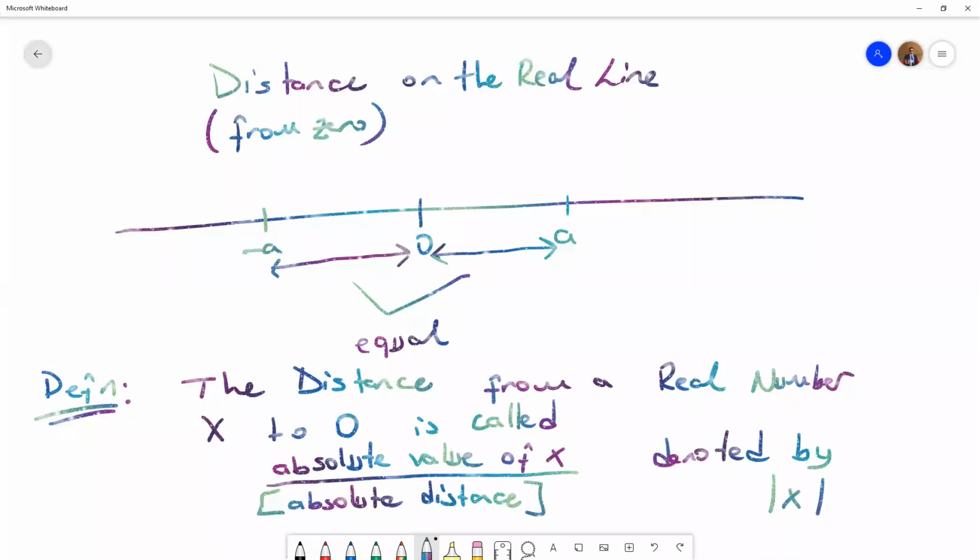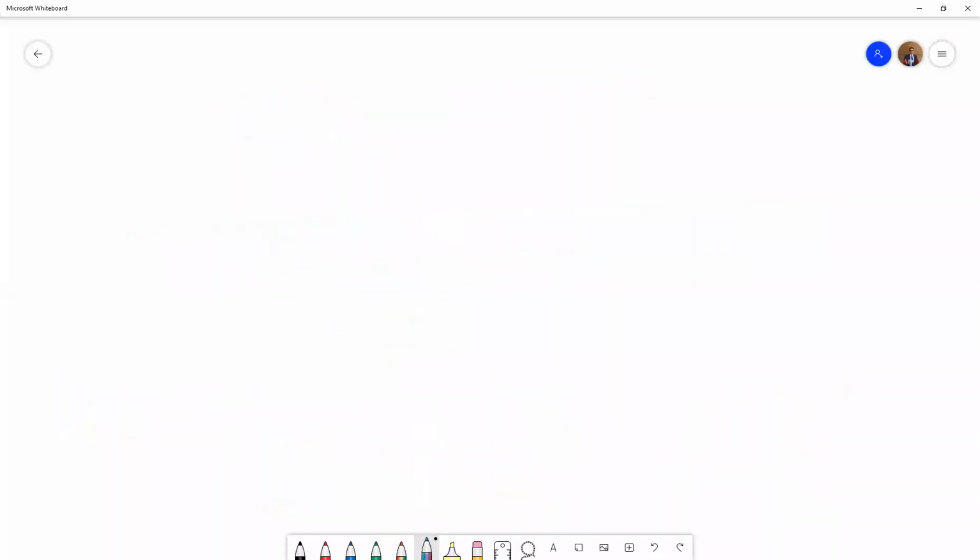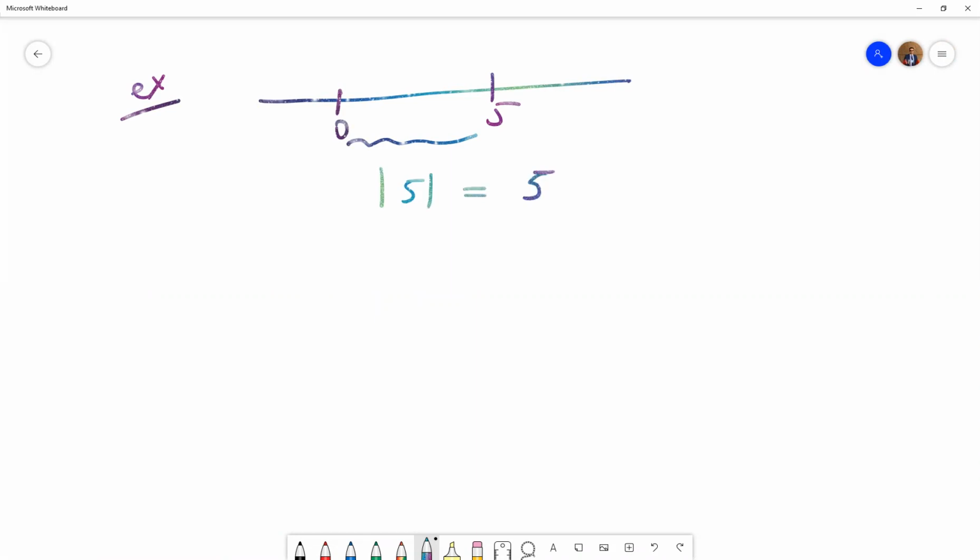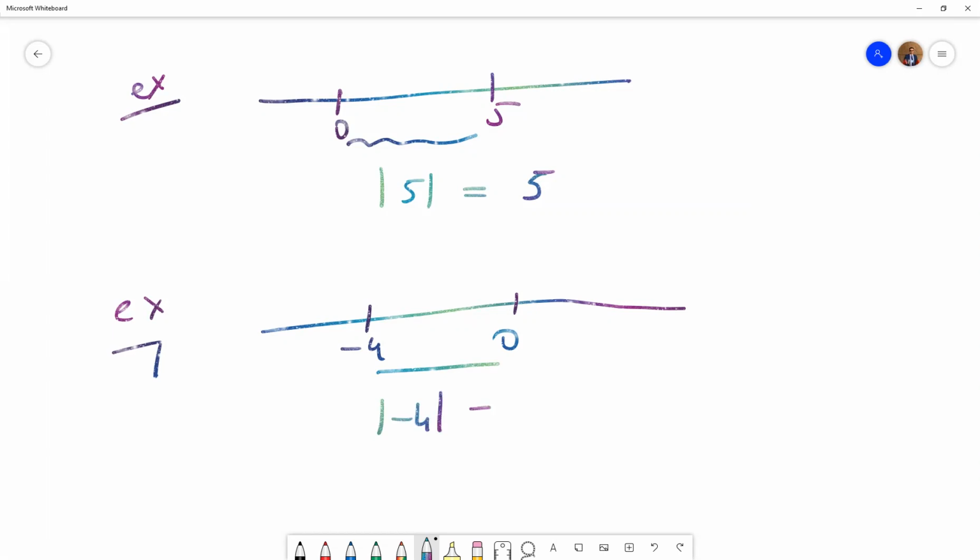Let's give examples for this one, absolute value. Such as we have a real line here and 5 and 0 here. So you can see that this distance is denoted by |5|, and you may see that it's 5 here. And another example is between -4 and 0. So you can see that this is a distance. So |-4|, the absolute value of -4, is equal to 4. Now let's look at another example.